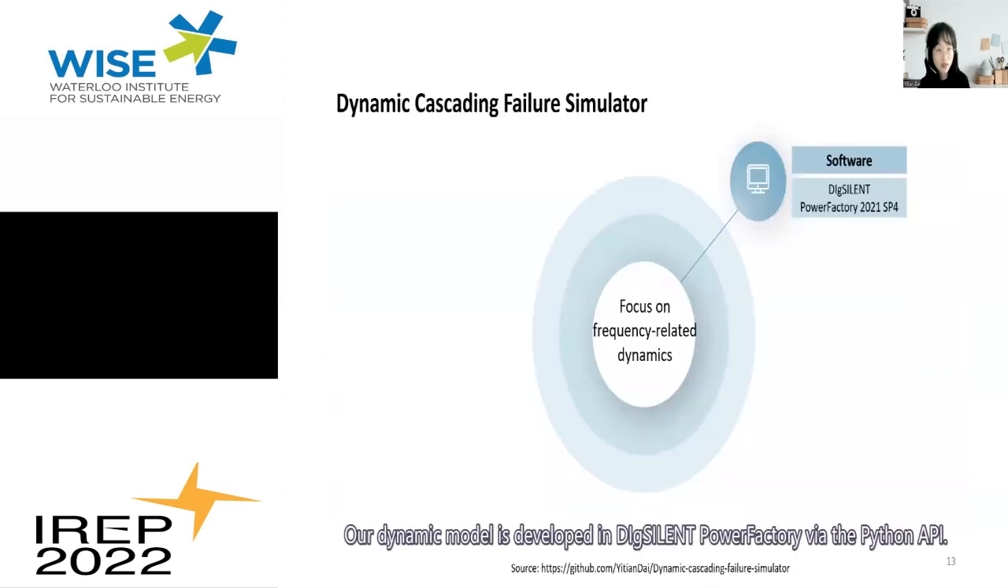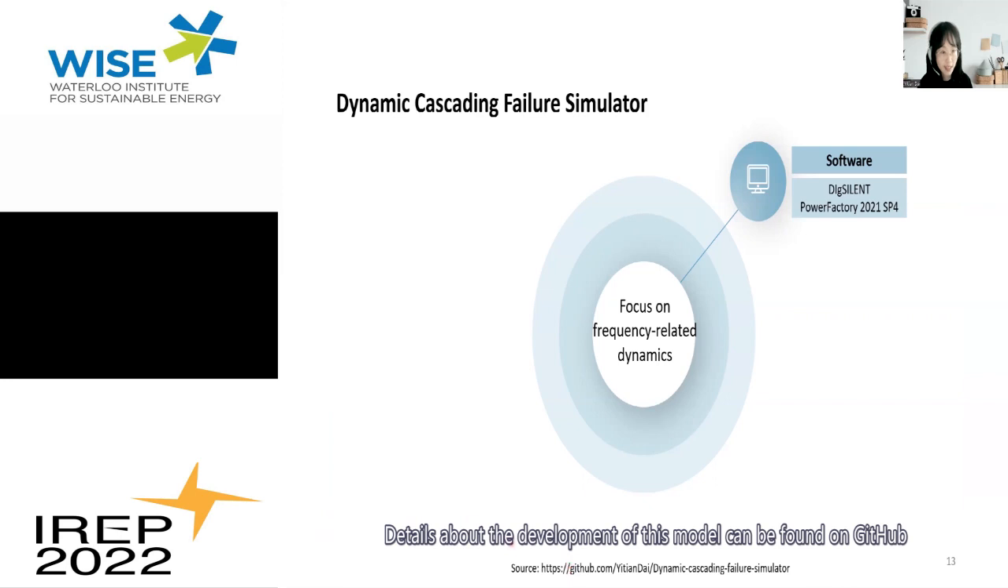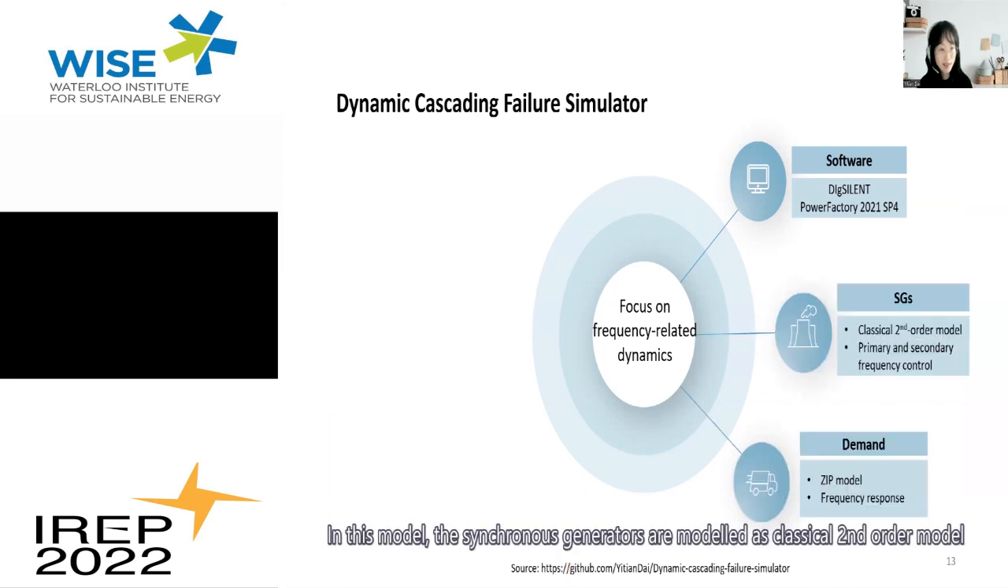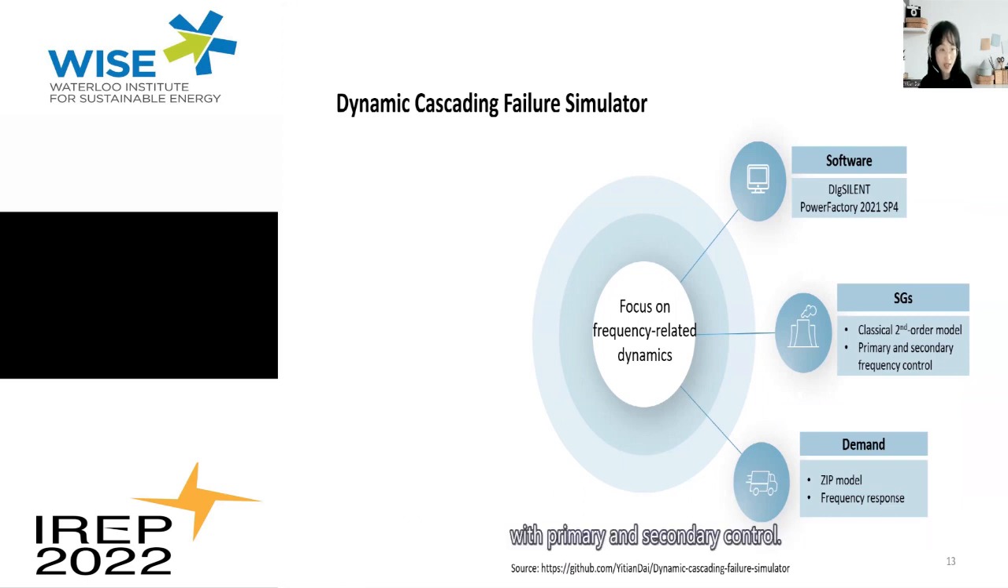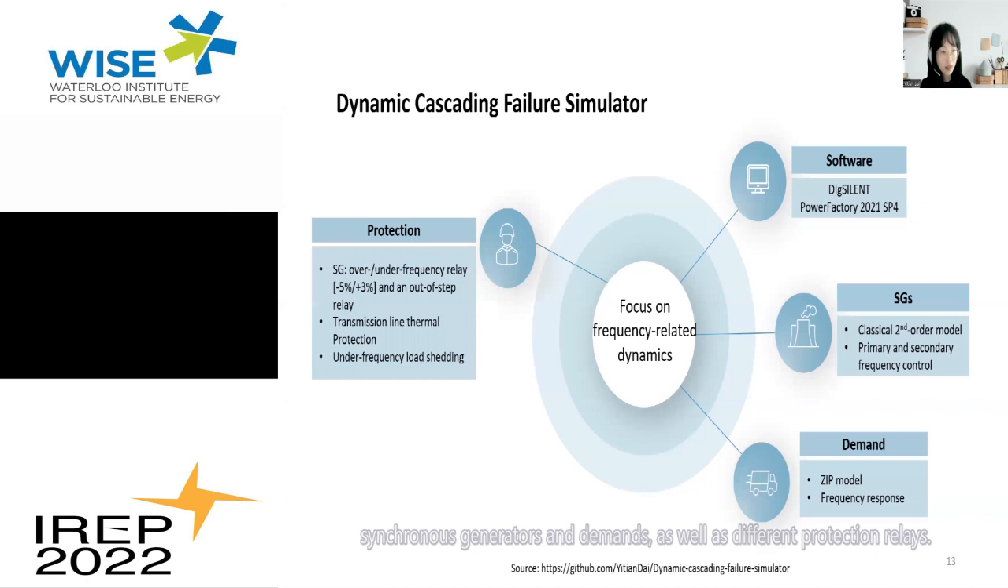Our dynamic model is developed in DIgSILENT PowerFactory via the Python API. Details about our model can be found on GitHub via this link. In this model, the synchronous generators are modeled as a classical second-order model with primary and secondary control. This dynamic simulator focuses on the frequency dependence of system components, which include the frequency responses provided by the synchronous generators as well as different protection relays.